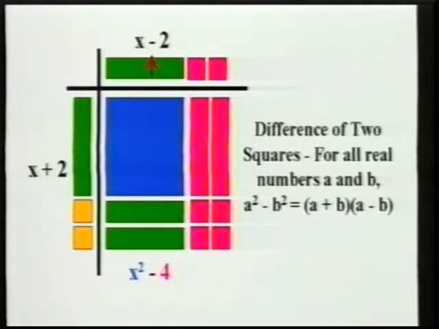X times x, positive times a positive is a positive x squared. X times a negative 1, multiplying a positive times a negative results in a negative always. This time a negative x. Again, positive x times a negative 1 results in negative x. Positive 1 times a positive x gives us a positive x. Positive 1 times a negative 1 gives us negative 1. Again, multiplying opposites, a positive 1 times a negative 1 gives us a negative 1.